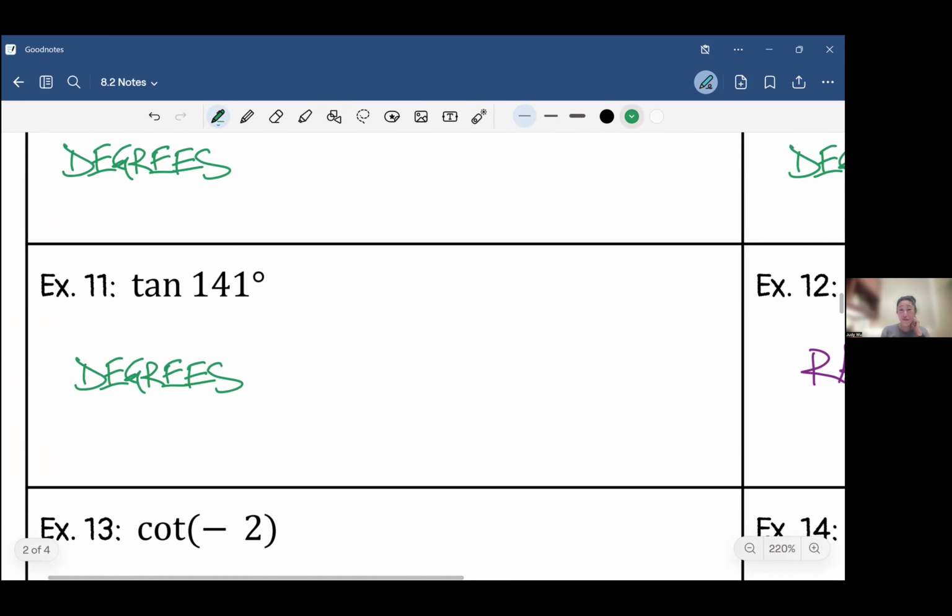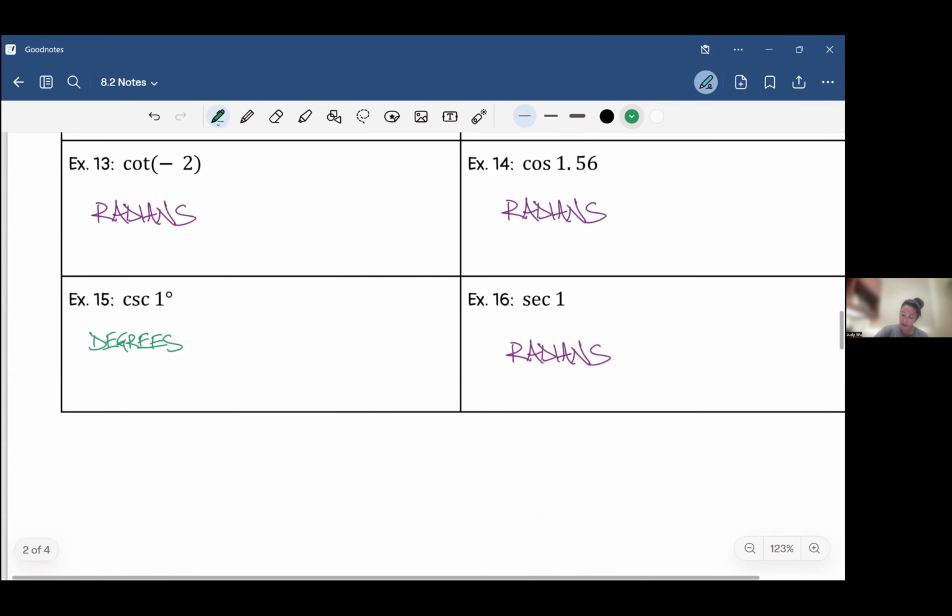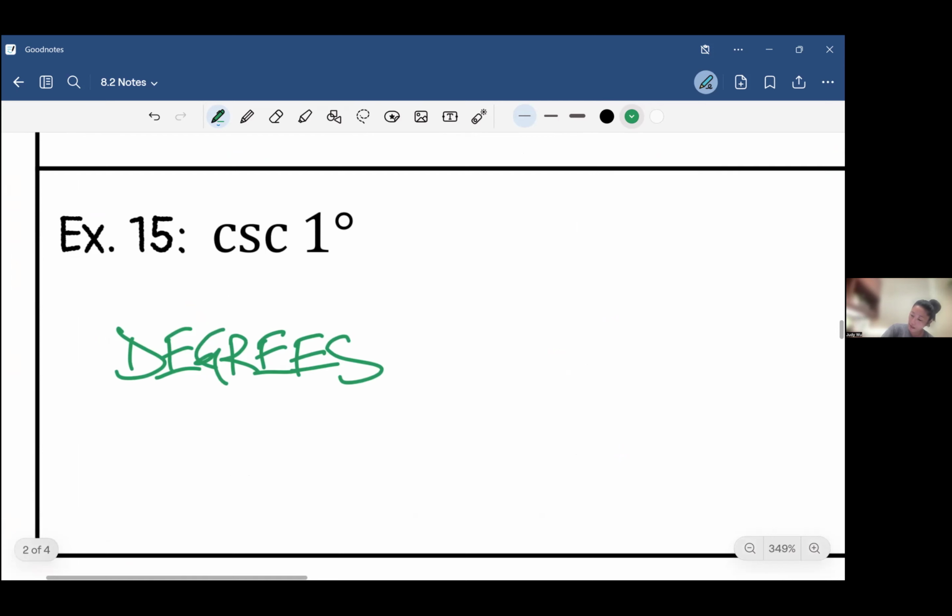All right. Let's try tangent of 141 degrees. When we type that one in, we should get negative 0.810. Okay. And last but not least, we're going to go down to number 15. This one is where we're going to talk about one of the tricky things. If you're using Desmos, you can type in cosecant.